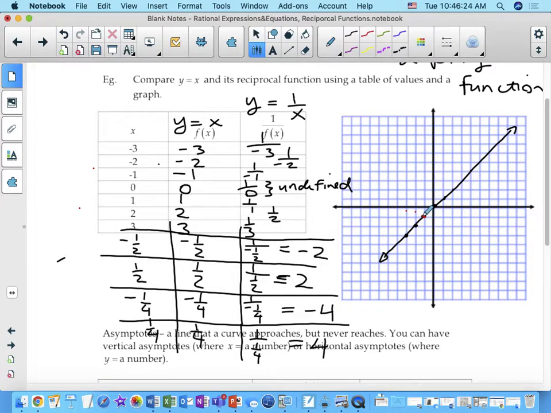Okay, now let's go to the next one. When x is negative a half, y is negative 2. So over here, y is down here. And when x is negative a quarter, y is negative 4. There we go.